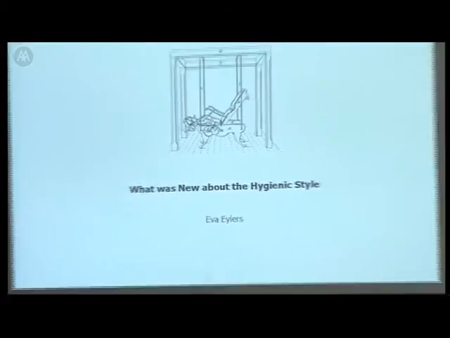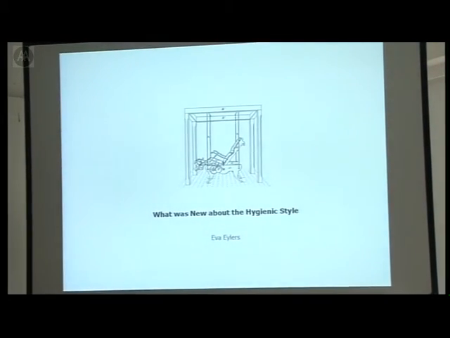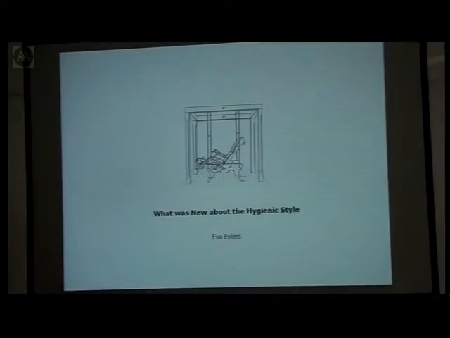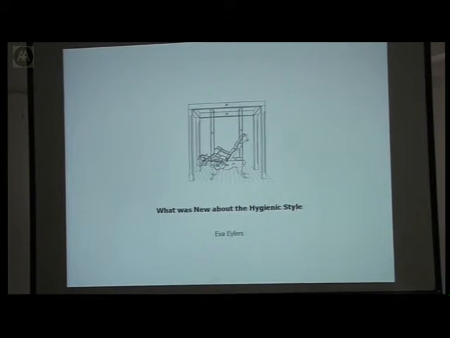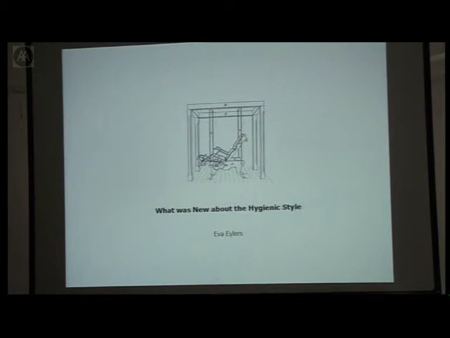This paper looks at what was actually new about the hygienic style. The 19th century witnessed the emergence of a number of new institutions, such as banks, offices, or prisons. Many of these institutions, though, related to the specialization of medical treatment. My interest is focused on the tuberculosis sanatorium, which I consider here as an important influence for modern urban planning.